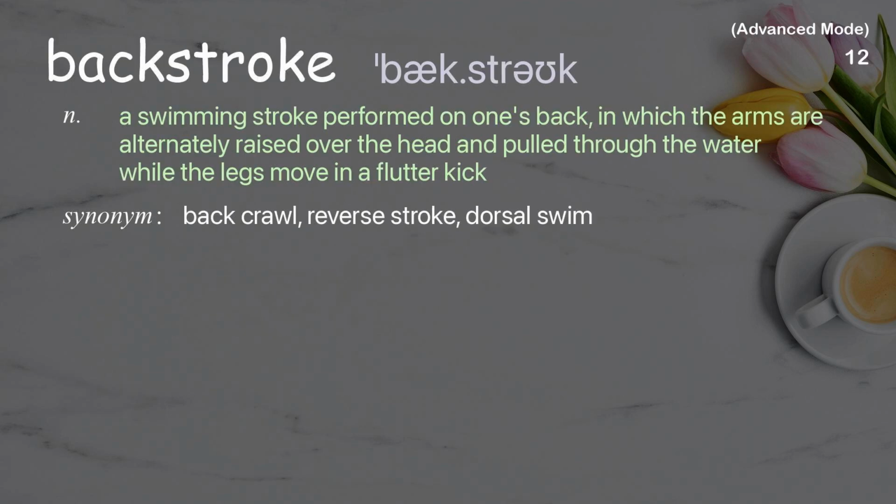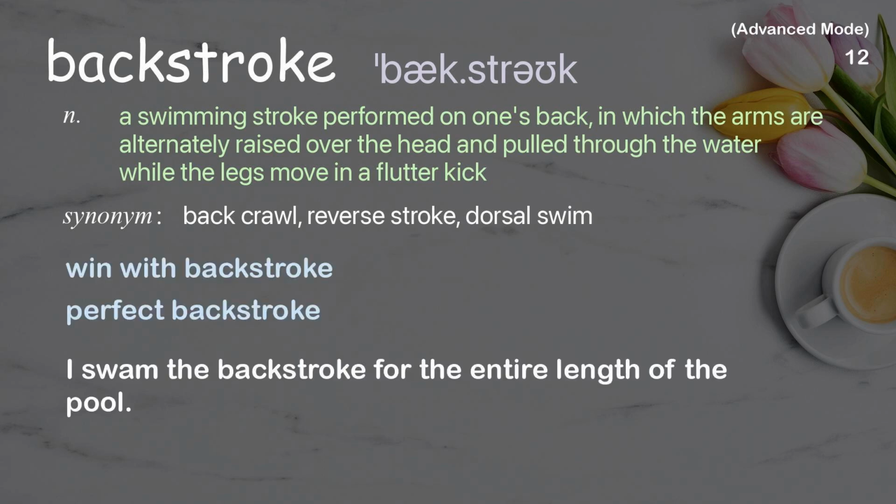Backstroke. A swimming stroke performed on one's back, in which the arms are alternately raised over the head and pulled through the water while the legs move in a flutter kick. Examples: Win with backstroke. Perfect backstroke. I swam the backstroke for the entire length of the pool.